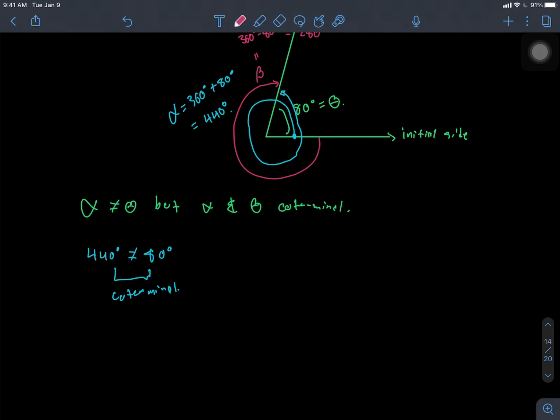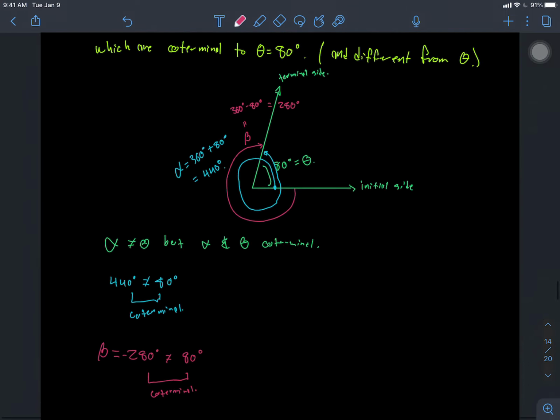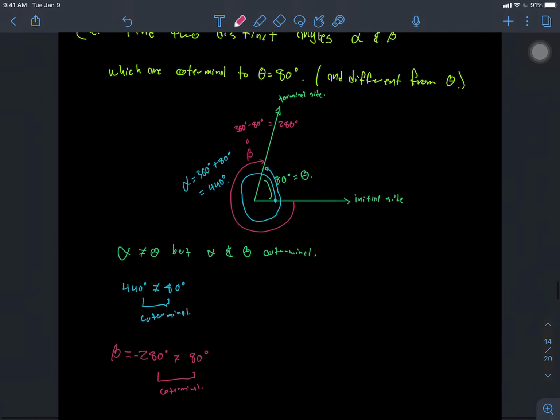So again, we would get beta equals negative 280 degrees. Negative 280 is not the same as 80, but these angles are coterminal.